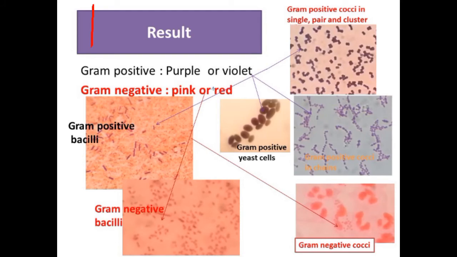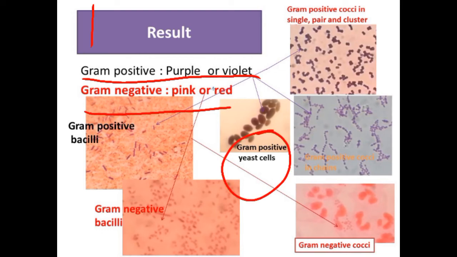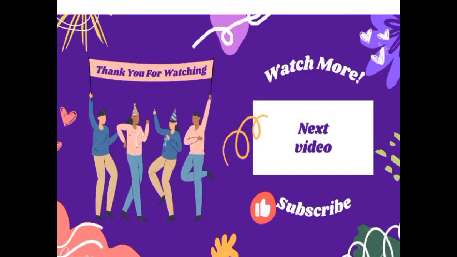Now, what are the results? Gram-positive bacteria appear purple or violet under the microscope, while gram-negative appear pink or red. Remember, yeast cells, for example Candida, also stain with gram staining. They appear dark purple under the microscope. Pus cells, nuclei, and epithelial cells also take up the counterstain and appear pinkish. And that was all about the gram staining.